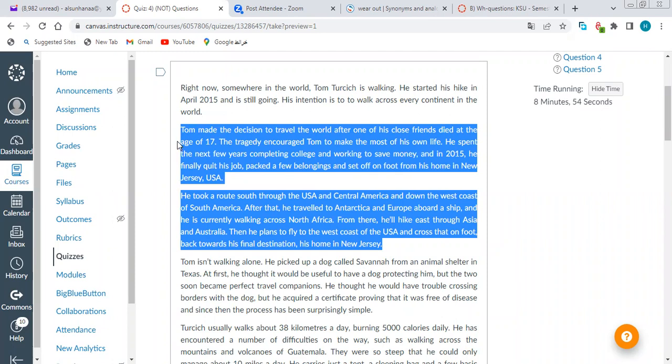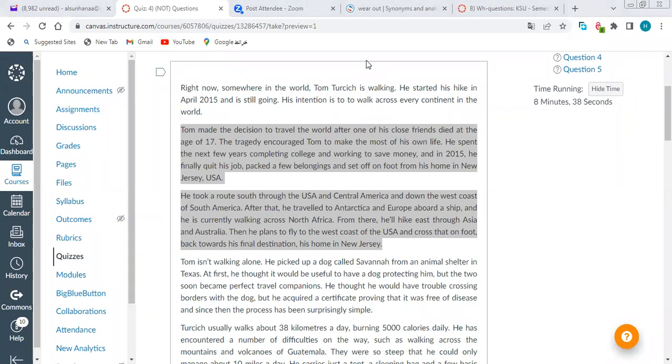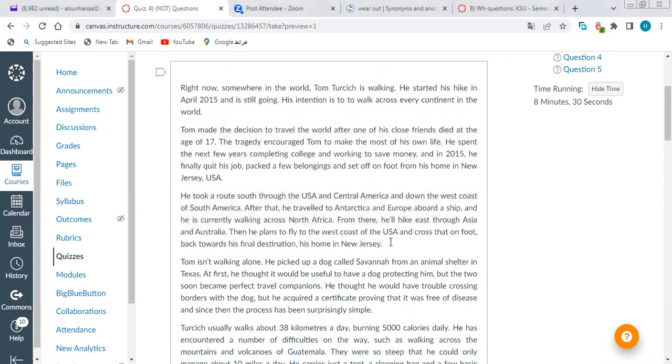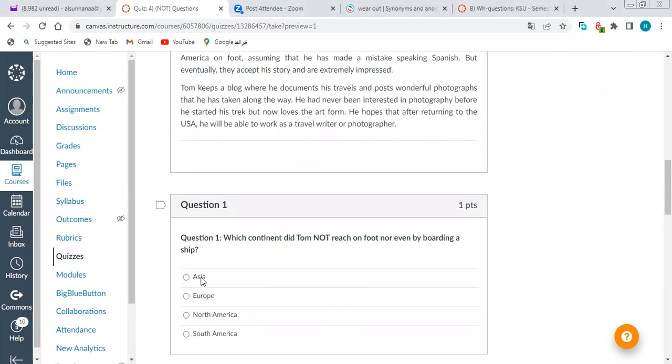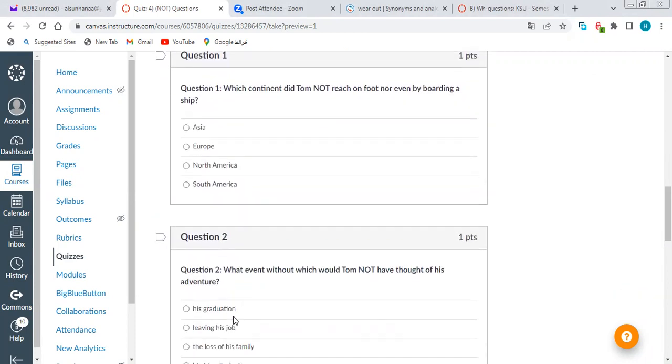I need the continent that he didn't go to. So please cross out نستبعد the continent stated here. Yes, that's right. Okay, North America, that's right. Because according to the passage, the answer is included here. So according to the passage, he went to Asia, Europe, and South America, while he didn't go to North America. Okay, 2.